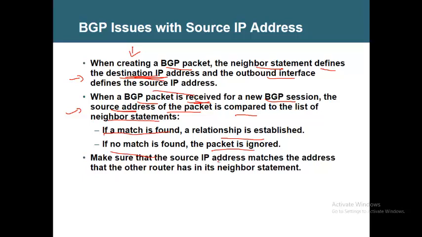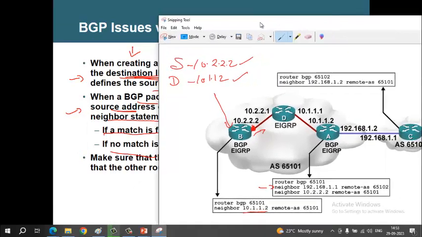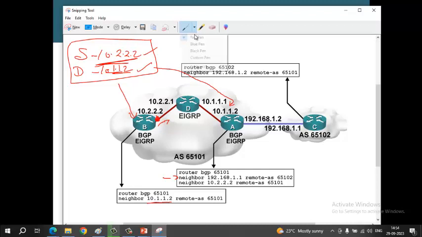Going back to that same picture. You see, now this packet is going to router A, isn't it? Because this address is the address of router A. Now router A, what will it do? It will compare the source address of the packet with its neighbor statement. Is it matching? Does the source address of the incoming packet match or not?